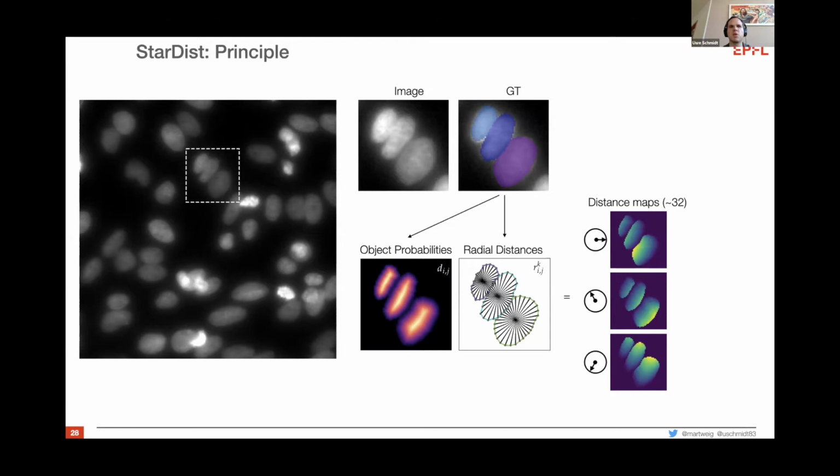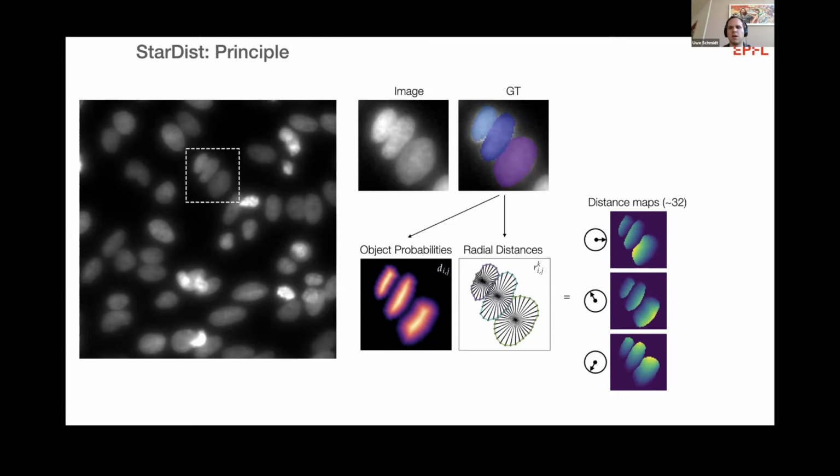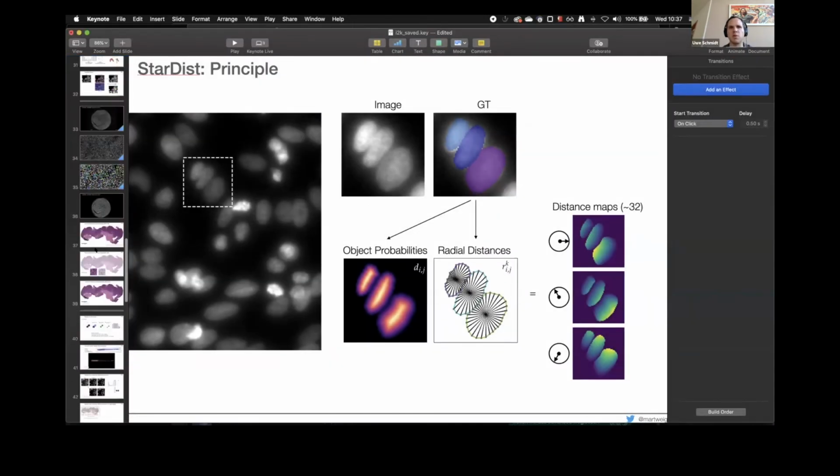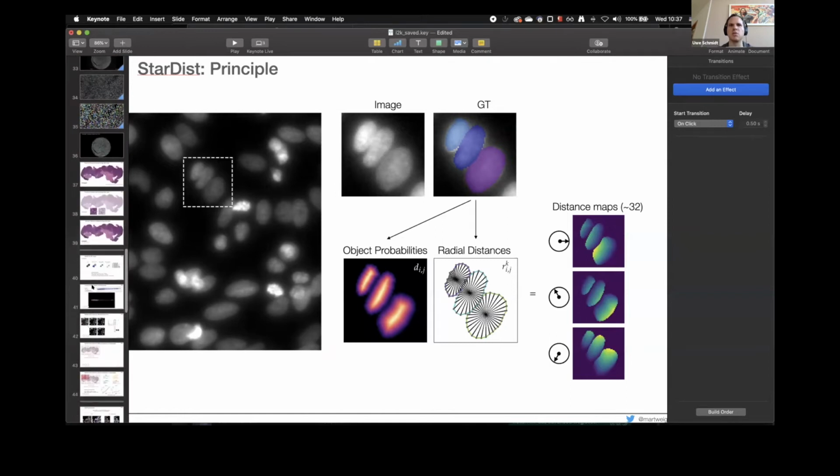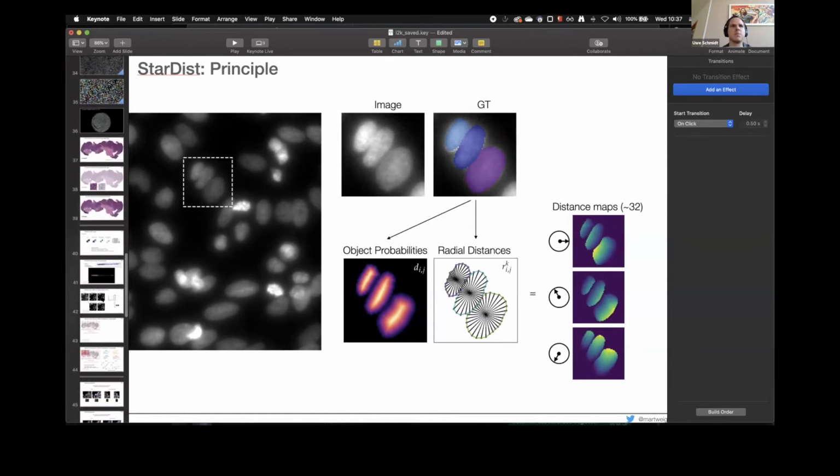So in some sense, it really doesn't matter what the raw image is. As long as you as a human can do the annotation from the raw image, then there's a chance the neural network can learn it as well.